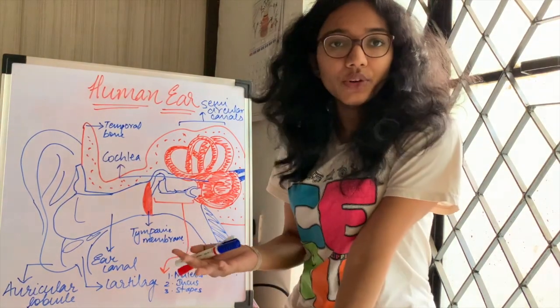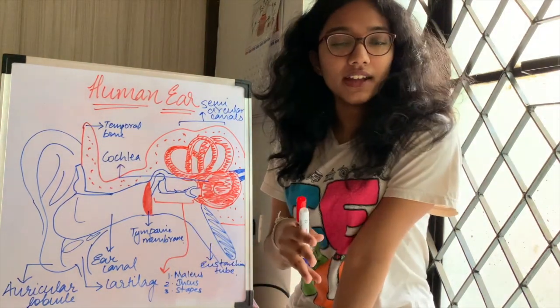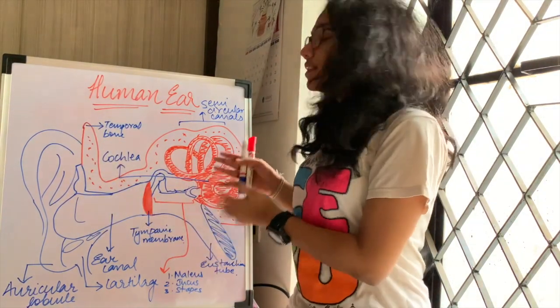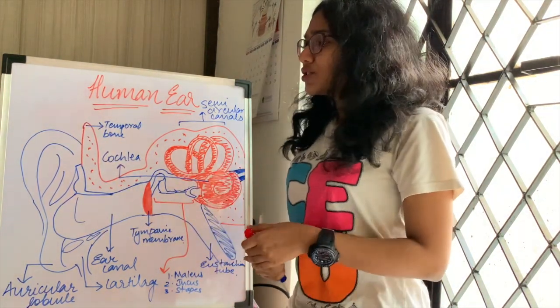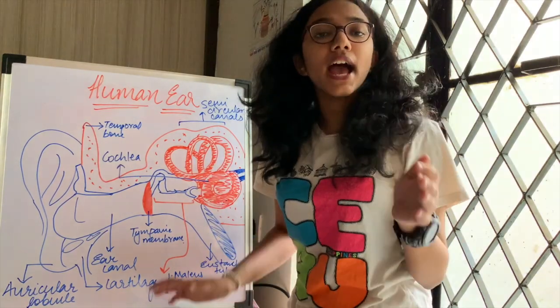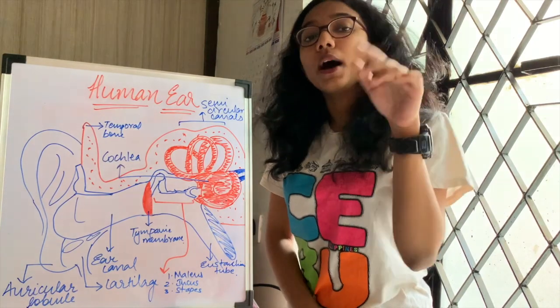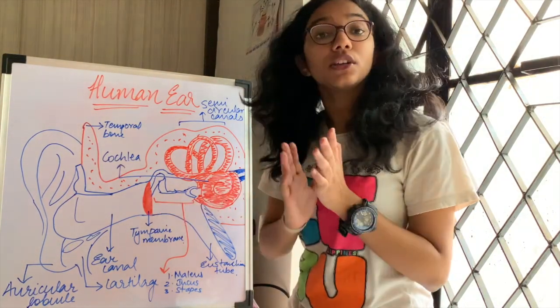So, as we all know, the ear can be divided into three main parts known as the external or outer ear, the middle ear, and the innermost inner ear. So, let's start with the external ear. And as the name suggests, it's basically the part of the ear which is seen outside, extending up to the tympanic membrane or the eardrum.